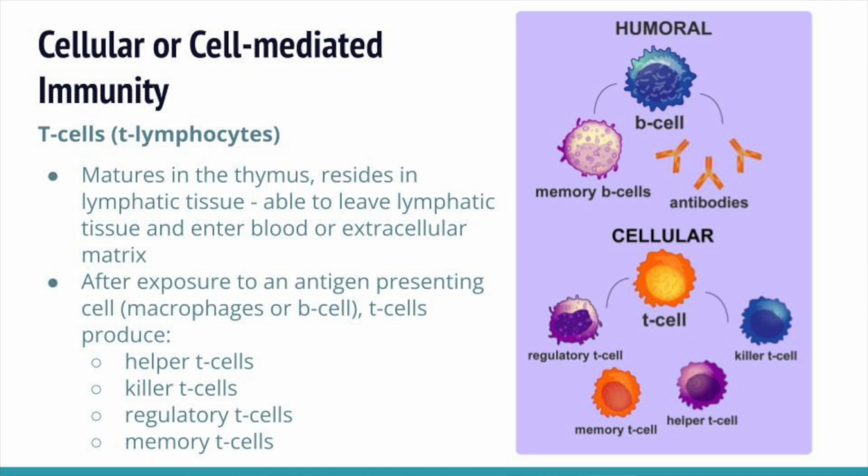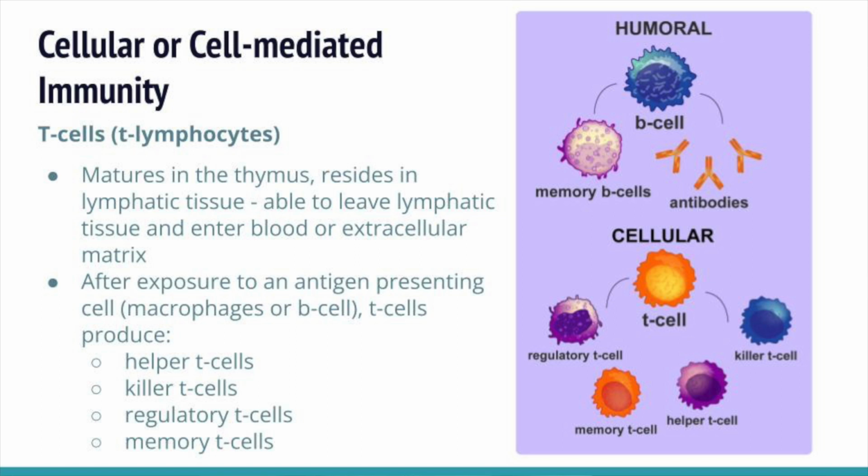But the T cells mature in the thymus, and then they reside in the lymphatic tissue. So first they were born in the bone marrow, then they grow up in the thymus, and then when they're mature, they move out to the lymphatic tissue. But they are able to leave the lymphatic tissue. So they can enter the blood, or they can enter the extracellular matrix. So the outside of the tissue, outside of the cells, they can move to different spaces.